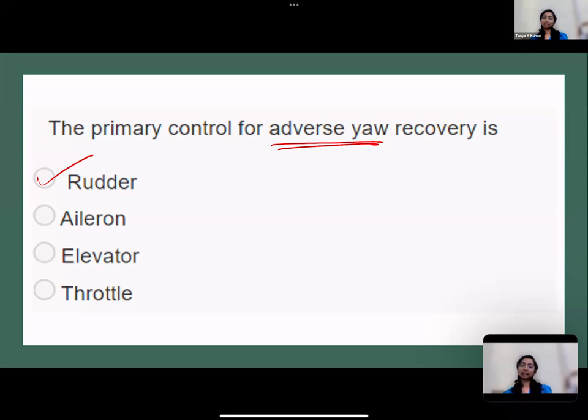Why is it happening in the opposite direction? Any guesses? When I roll to the right, why is my yaw going to the left? Why is the adverse yaw happening? Try and think about it for a minute. The drag on the opposite wing. Drag on both of the wings has an uneven profile. Okay, so it is pulled back more on this side.